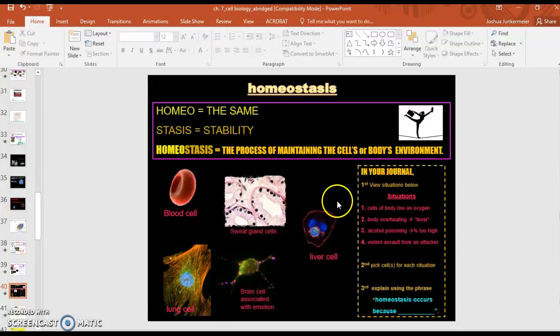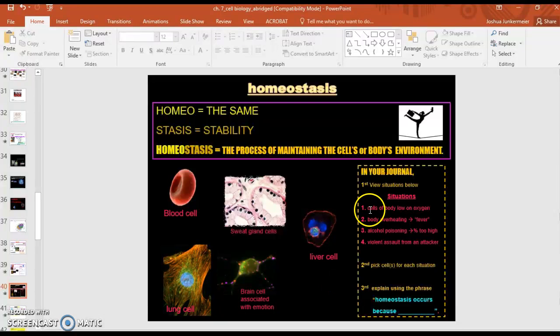All right, so it says in your notebook, look at each situation below. So we have 1 through 4 situations, just like the last slide. We got to, once again, pick a cell that goes along with one of these scenarios or situations, and you have to explain which cell you chose using the phrase homeostasis occurs because blank. So whatever cell works with each situation, you're going to use this sentence frame, homeostasis occurs because, and explain how the cell is helping to maintain homeostasis.